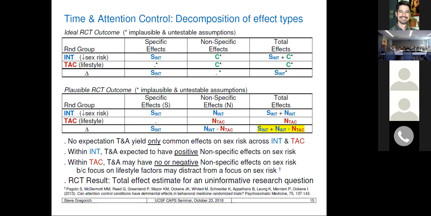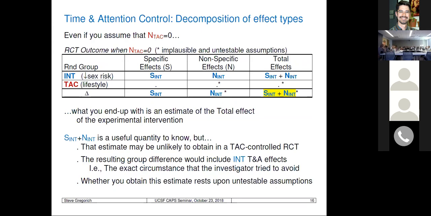I would think they would want to know how the experimental intervention compares to what is commonly available, not pitting two disparate active interventions against each other. But let's just say, for the sake of argument, that there were no specific effects of the time and attention control intervention. Then what you would get would be a better result for sure. And what you would get is basically the total effect in the intervention group.